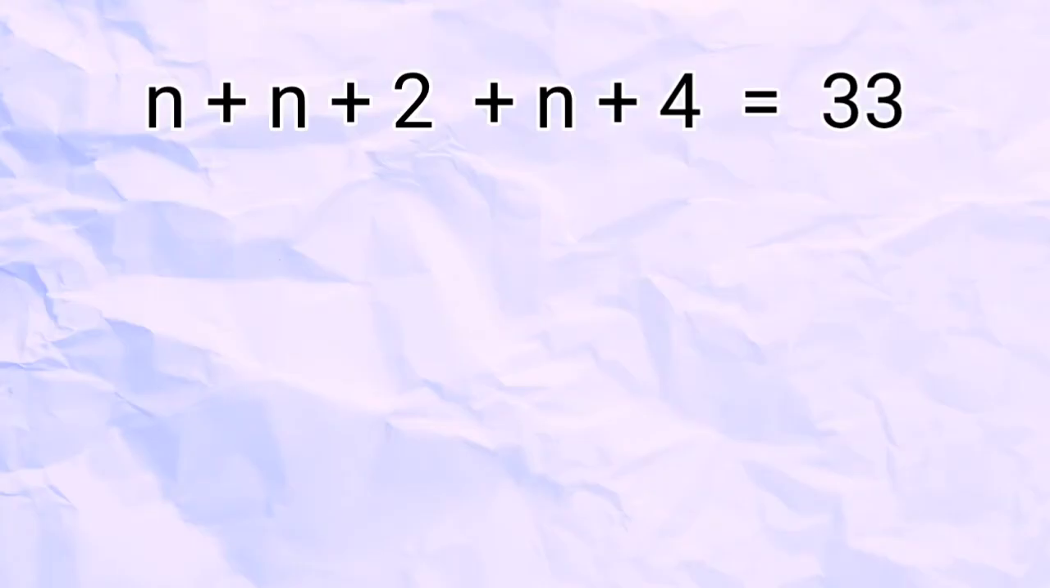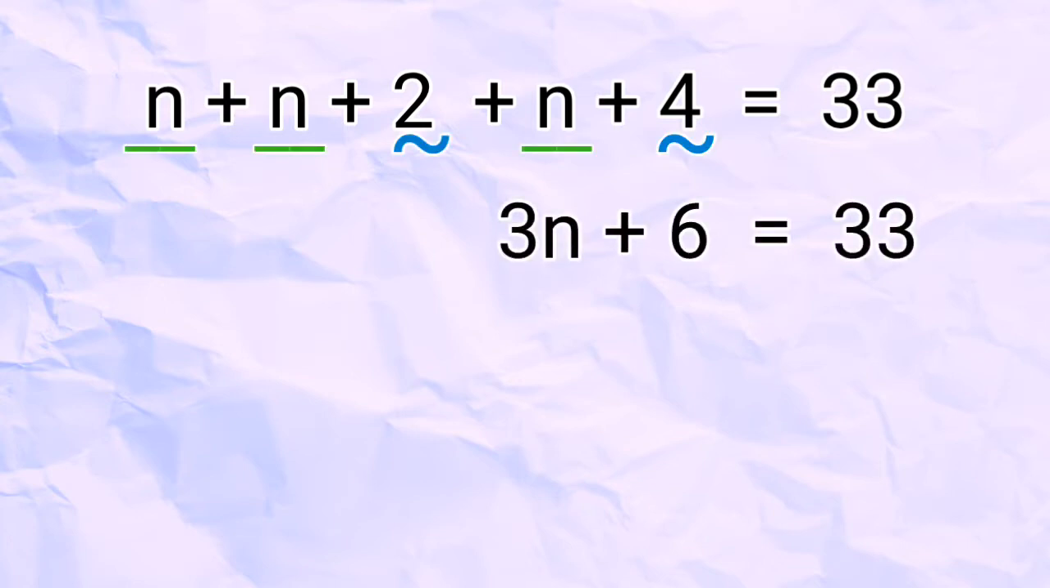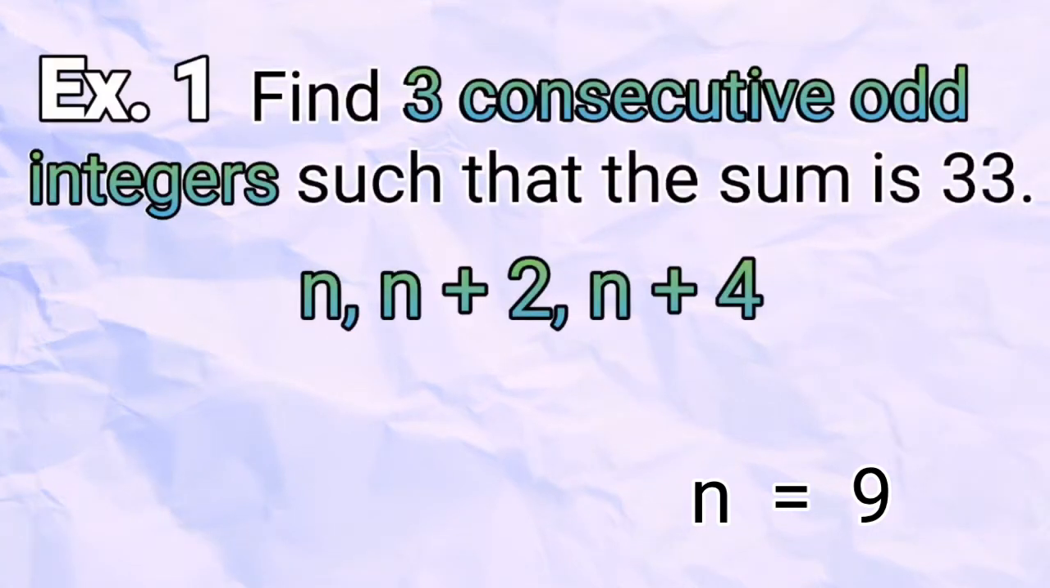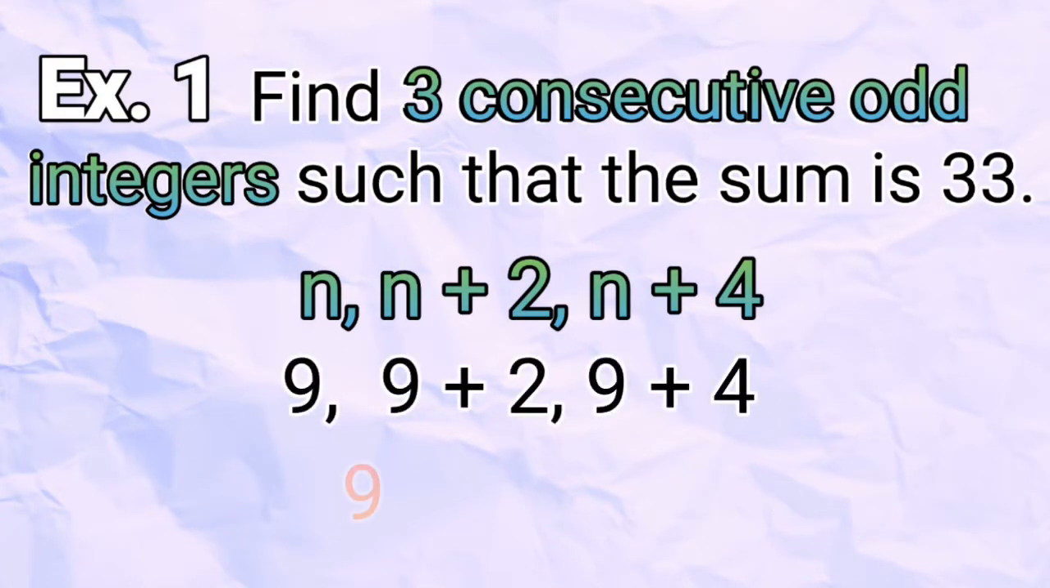So we'll simplify the left-hand side of the equation, and we get 3n plus 6 equals 33. Then we'll subtract 6 from both sides, and we get 3n equals 27. Next, we divide both sides by 3, and we end up with n is equal to 9. So if n is 9, then n plus 2 is 11, and n plus 4 is 13. So 9, 11, and 13 are our 3 consecutive odd integers.